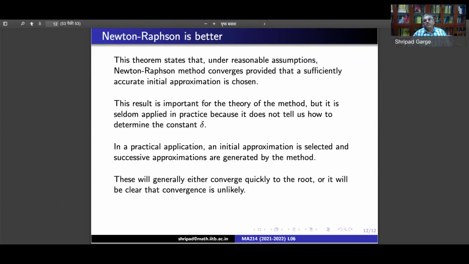However, there is one catch, that you have to compute the derivative, and we will introduce another method in our next lecture which will circumvent this problem. So in that lecture we will introduce another small variation of the Newton-Raphson method, and until then we will stop at this time.